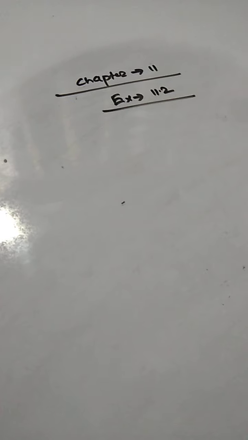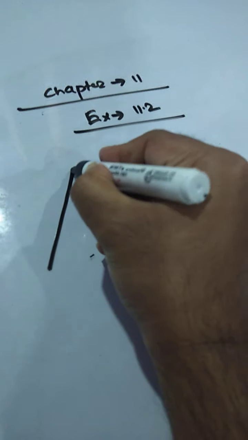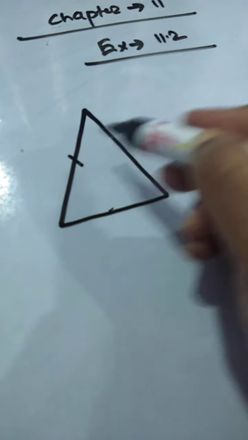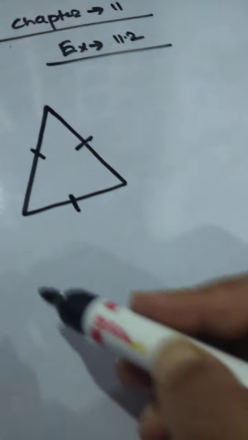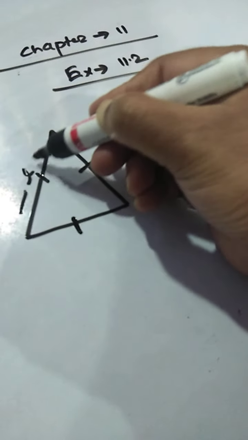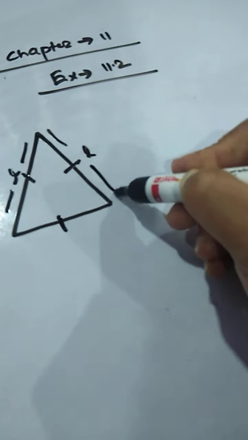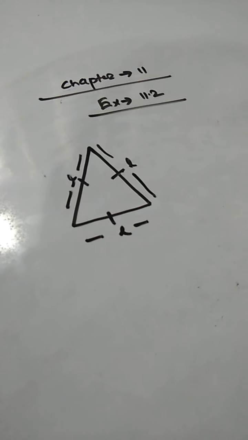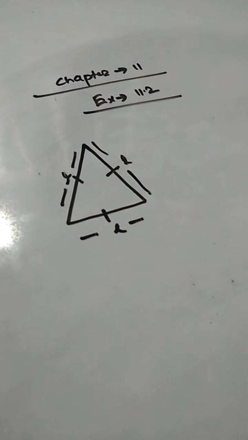According to the first question of exercise 11.2, the side of an equilateral triangle is shown by L. So we'll draw a figure first for this. This is an equilateral triangle. In an equilateral triangle all the sides are equal, isn't it? They have said the side of the triangle is shown by L, so each side measures L. Now, express the perimeter of the equilateral triangle using L.